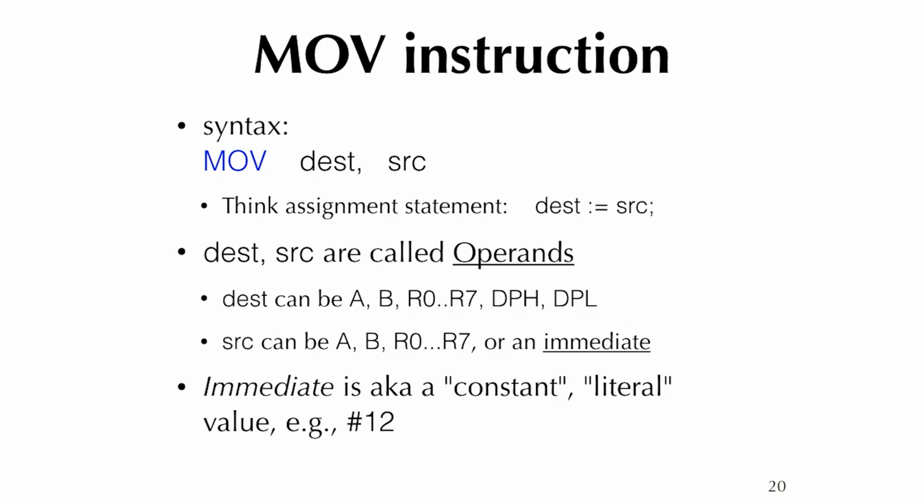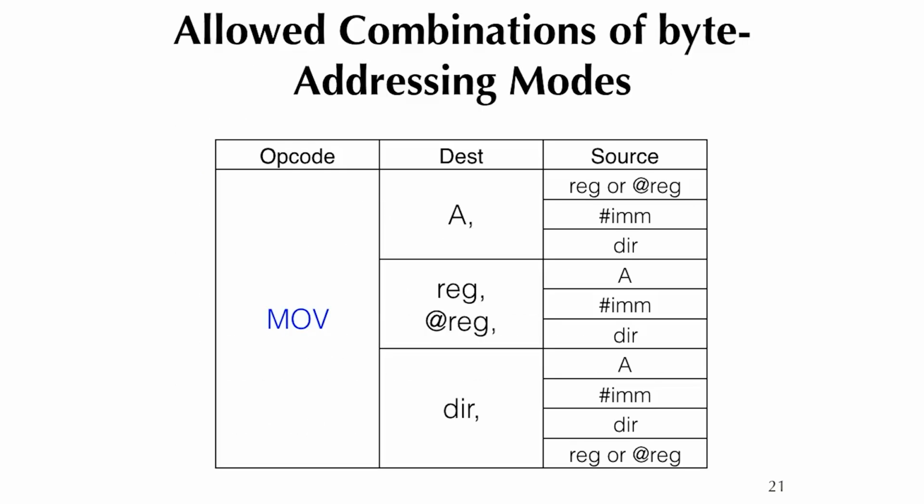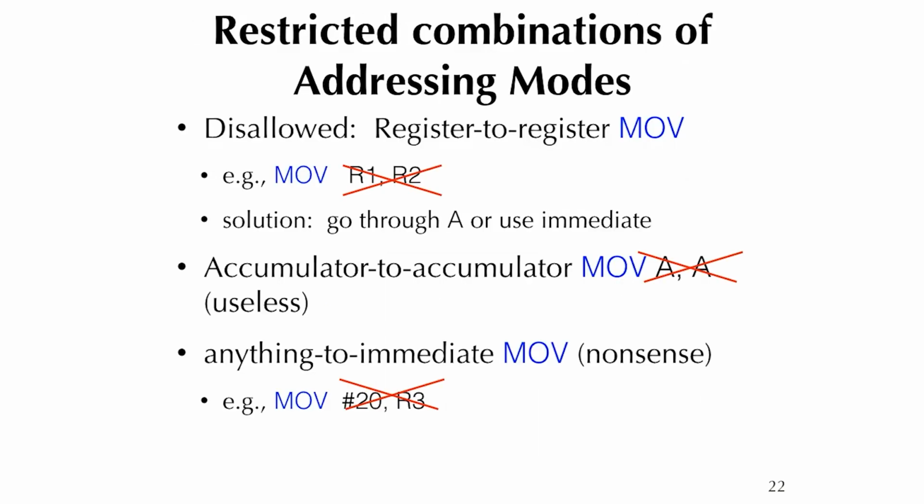Move instruction: destination, source. Think of it kind of like an assignment statement. Destination gets source. Move, destination, comma, source. Then move has these variants I showed. You can look at the data sheet to see the explanation. And there are combinations allowed, and some combinations are not allowed. You can't do a register to register move: move R1, comma R2 is not allowed. You have to go through A. So move A comma register, and then from A to the target register. And you can't do move A to A, that's useless. Or move immediate, comma, register. You can't override a constant, right? So some combinations are not allowed.